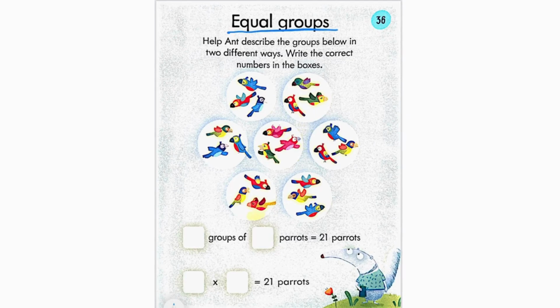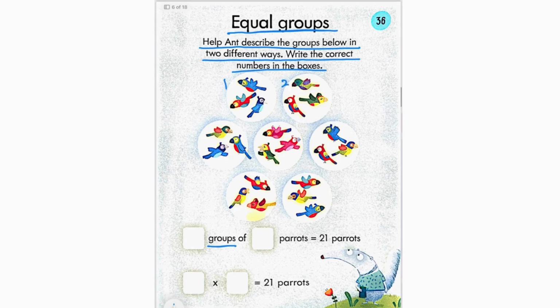Equal groups. Help and describe the groups below in 2 different ways. Write the correct numbers in the boxes. Groups 1, 2, 3, 4, 5, 6, 7. 7 groups of 1, 2, 3. 3 parrots. 7 times 3 equals 21 parrots.